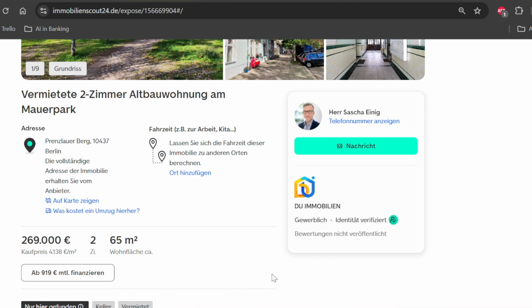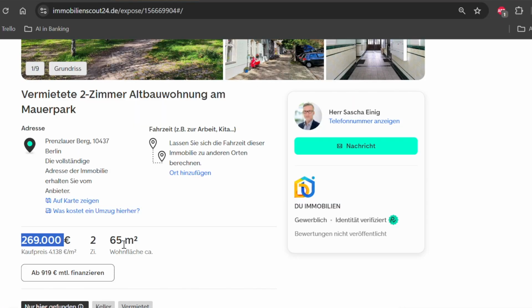And then obviously also some really relevant information, what the purchase price is or the offering price. It doesn't need to be the purchasing price, right? Because you can negotiate the price down. Then the price per square meter, which is also highly relevant for you. The amount of square meters, 65 in this case. And that's really the first things I'm looking for.